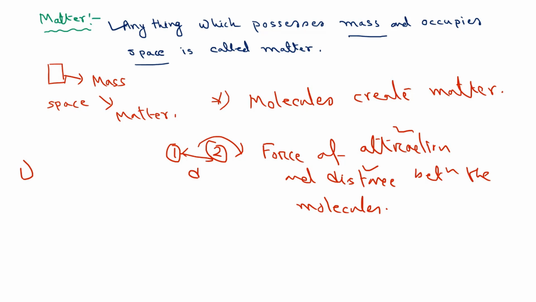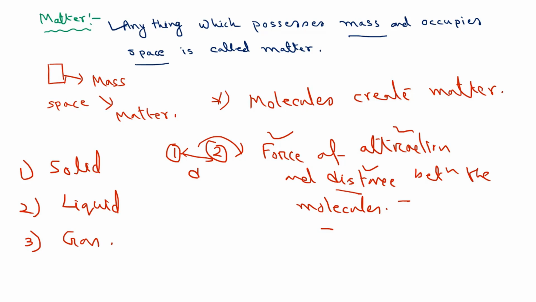So what are these types? The first type is solid, the second one is liquid, and the third one is gas. So it means that solid, liquid and gas depend on the force of attraction between the molecules and the distance between the molecules. How can we classify which matter is a solid, which is a liquid, which is a gas? It is totally classified by the force of attraction between the two molecules and the distance between the two molecules.